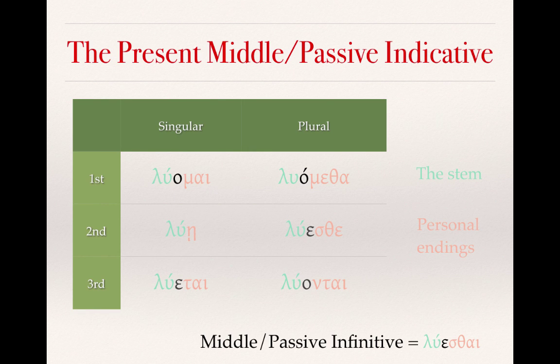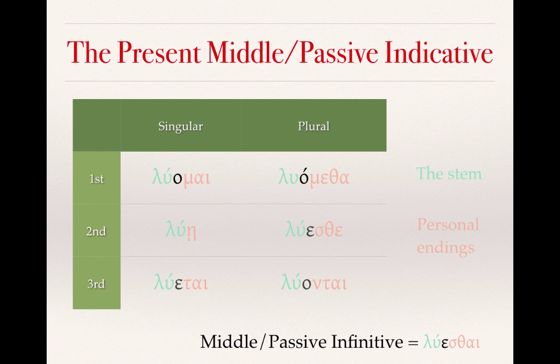Here you'll see the chart for the present middle and the present passive indicative. Now the reason that I've used the slash is that in form, the middle and the passive voice are identical with the present indicative. So only context or the specific verb being used will indicate whether it is middle or passive voice. The forms will look identical.